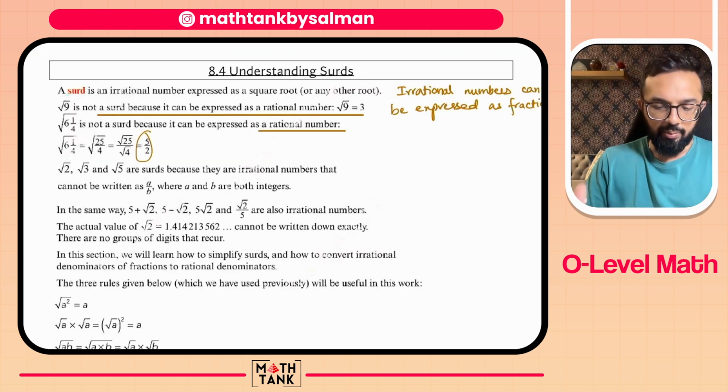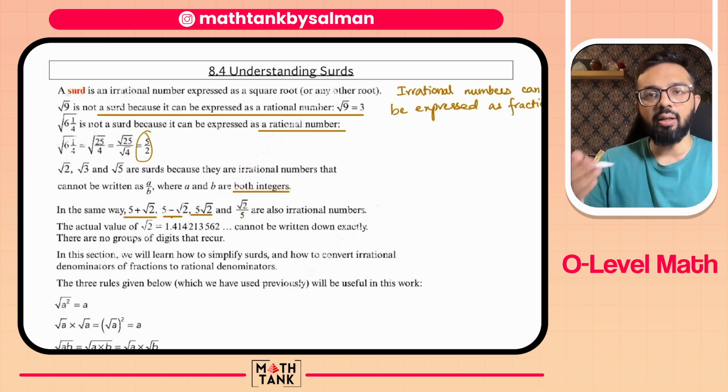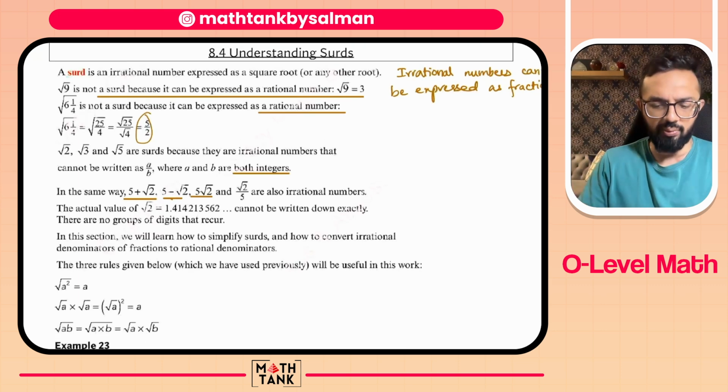They're irrational numbers, so they cannot be written as a over b, where a and b are both integers. In the same way, 5 plus root 2, 5 minus root 2, 5 root 2, and root 2 over 5 are also irrational numbers. Why? Because a root is there. A root makes everything irrational, so the entire number is irrational in this case. Yes, it has a real component, 5 is a real part, but that's not something we need to worry about.